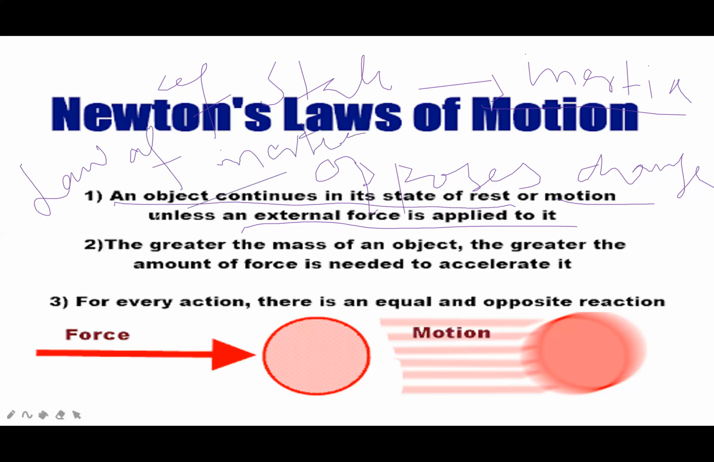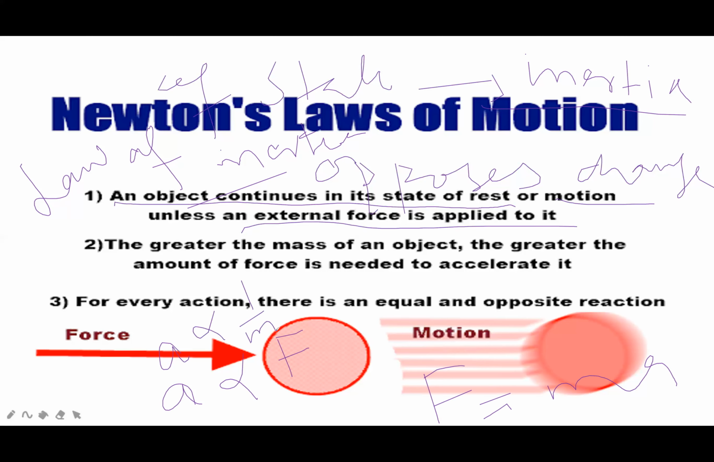Greater the mass of an object, the greater the amount of force needed to accelerate it. This is the second law: F is equal to ma. If we apply force on an object, it will produce acceleration in the direction of force, which is directly proportional to the magnitude of force and inversely proportional to the mass of the object.